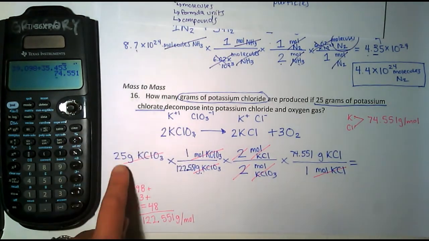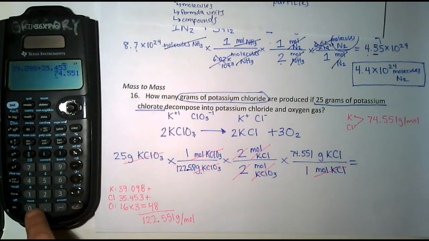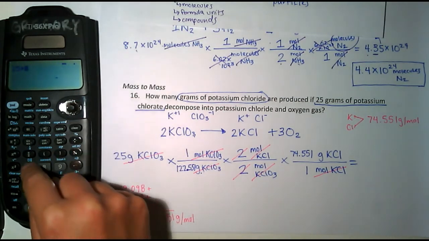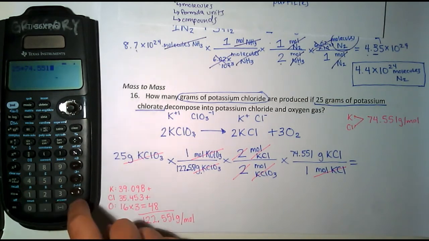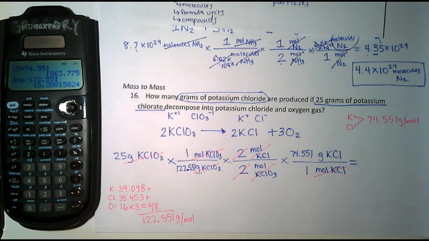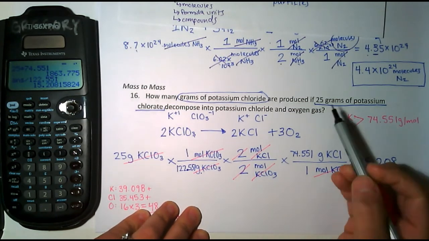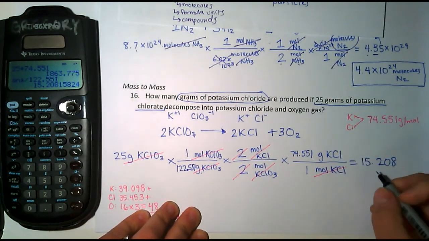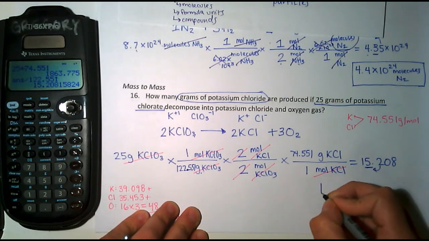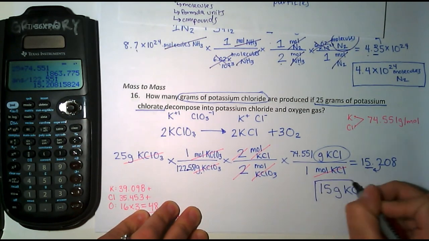So now we just need to do 25 times 74.551 divided by 122.551. So let's put that in our calculator. 25 times 74.551 divided by 122.551. And that gave us 15.208. But in our problem, we're only given a value with 2 significant figures, so we just have to round this. The 2 makes the 5 round down to a 5, so we have 15, and then our units are grams of KCl. And that is our final answer.